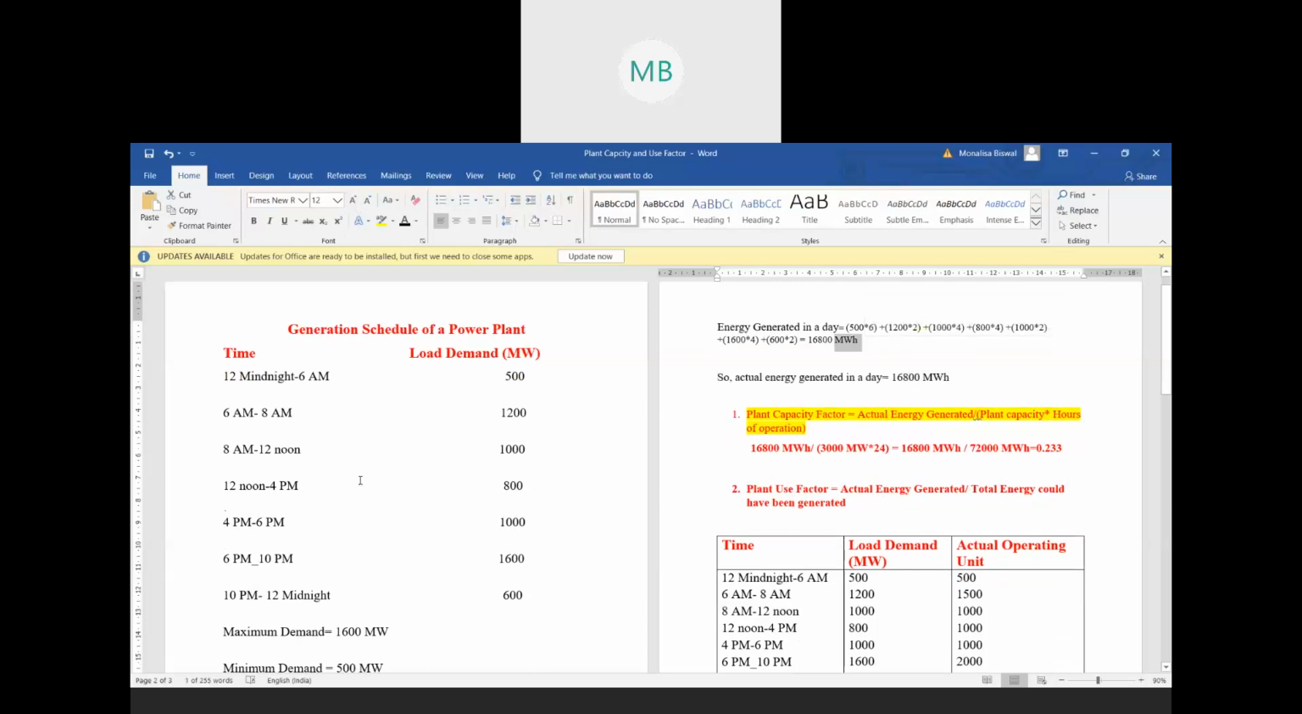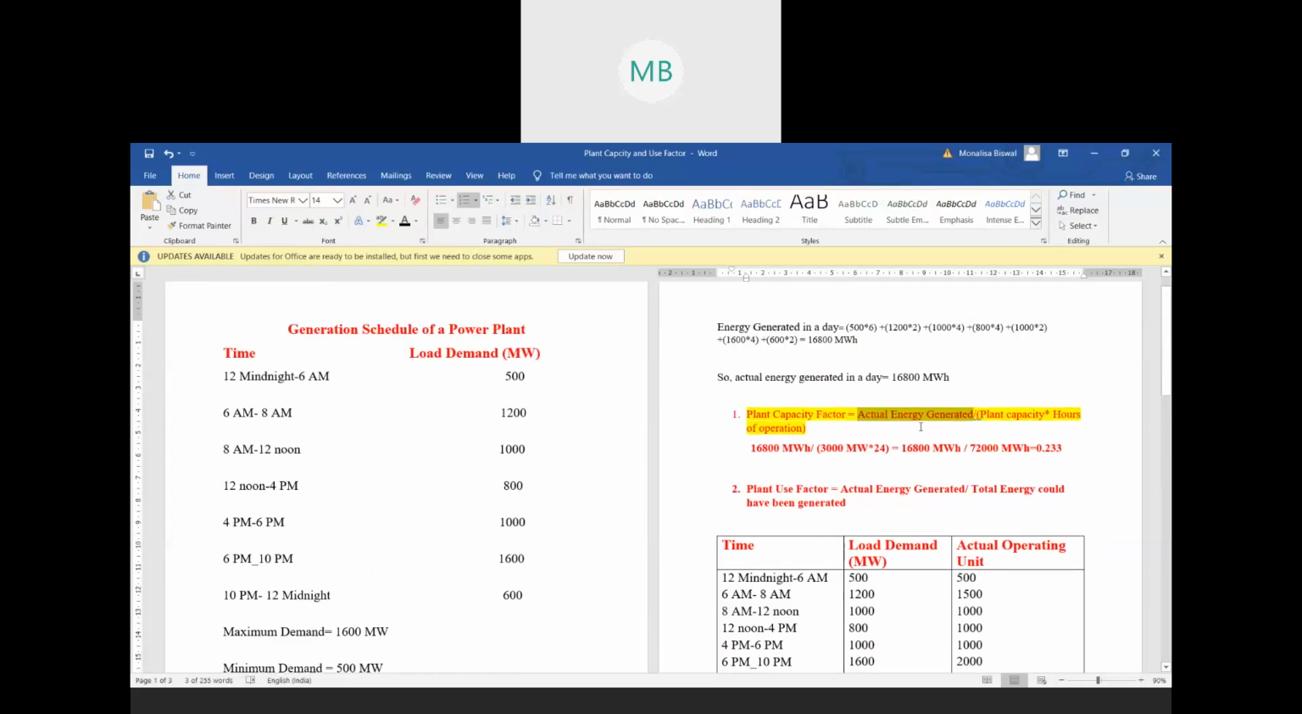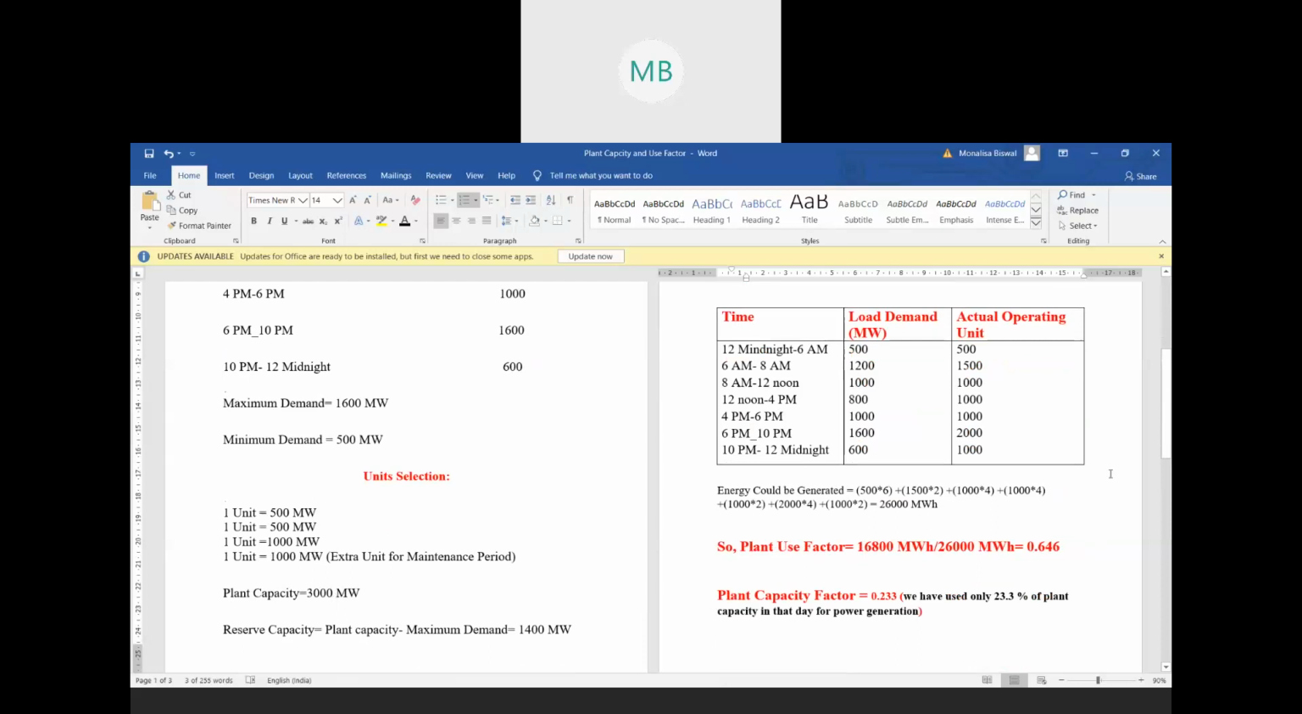Now, how to calculate the plant capacity factor from the available data? The formula for plant capacity factor is the actual energy generated upon the plant capacity into hours of operation. As one day's information is provided to us, the actual energy generated is 16,800 megawatt hour, and the plant capacity is 3,000 megawatt. So the plant capacity factor is the actual energy generated, 16,800 megawatt hour, divided by the plant capacity, 3,000 megawatt, into hours of operation.